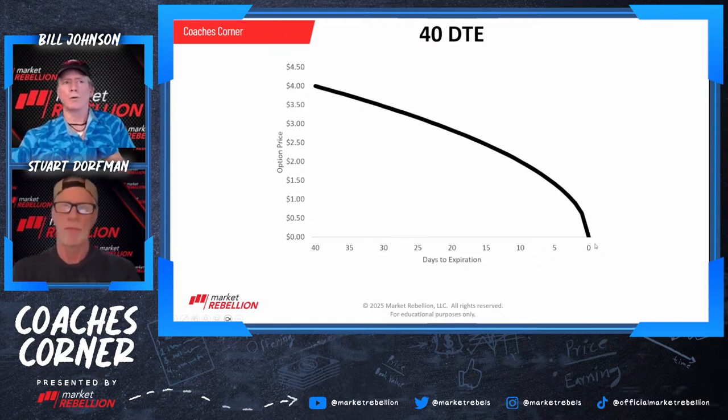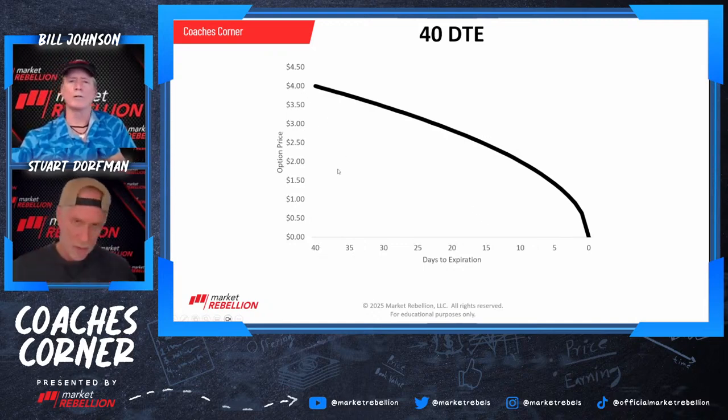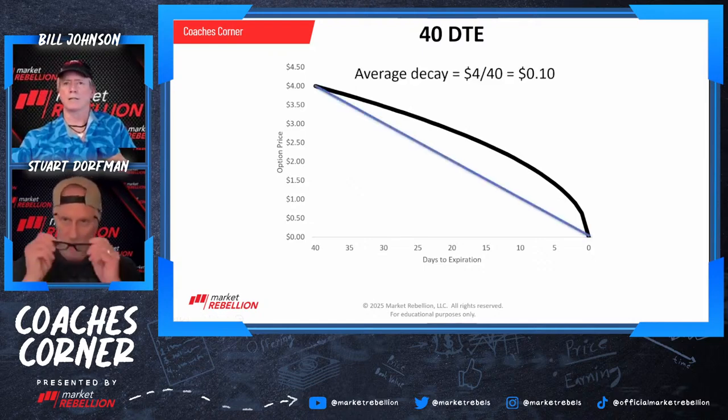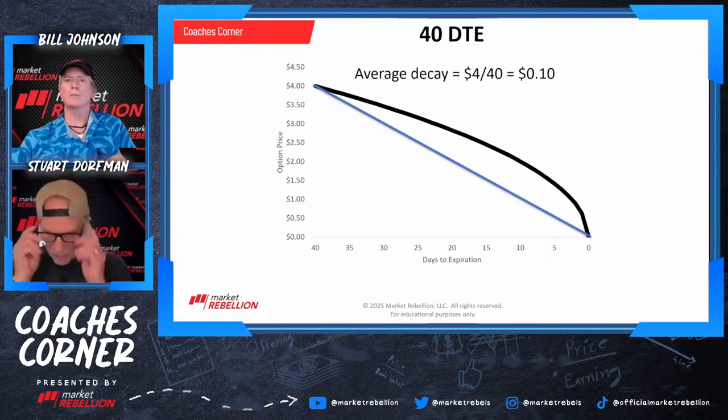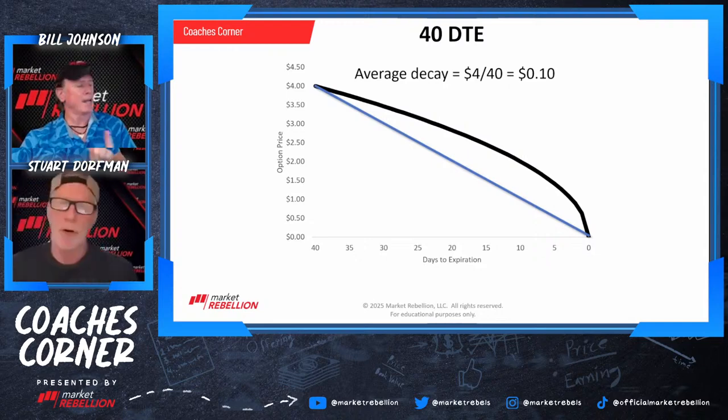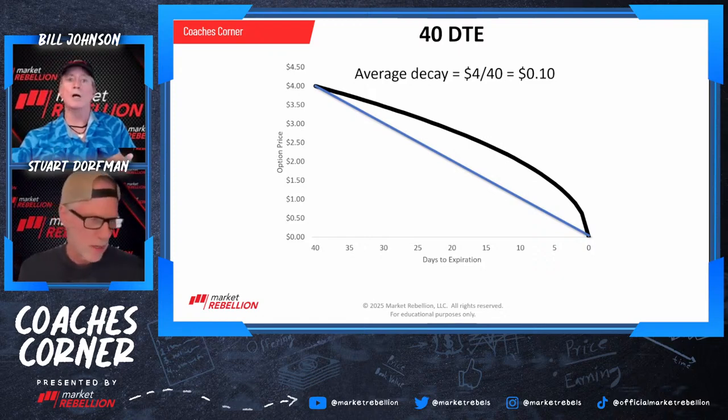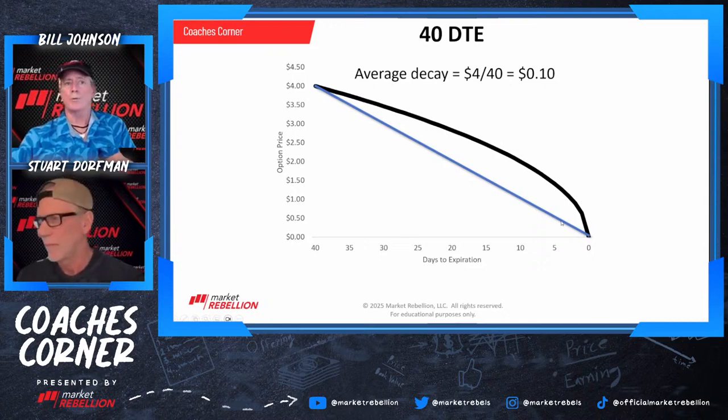But there's nothing wrong with saying what is the average rate of decay. So I could say if we have 40 days of time and we're going to lose $4, we take 4 divided by 40, which is 10 cents per day on average. On average, very important. Do not say it decays 10 cents each and every day. That is not true. But on average, it's true because we have to start at 4 and end with a value of 0 across 40 days. So on average, it's 10 cents per day.